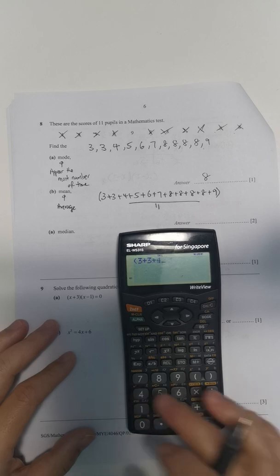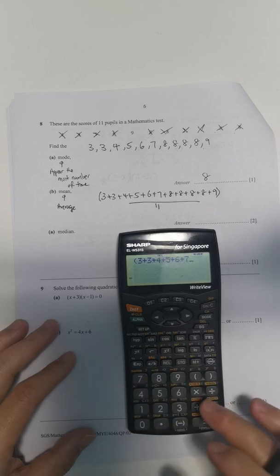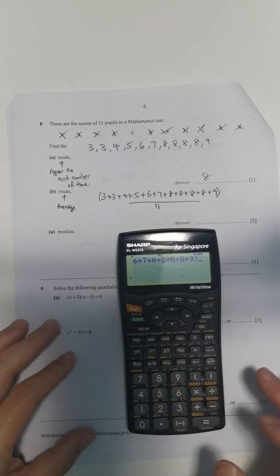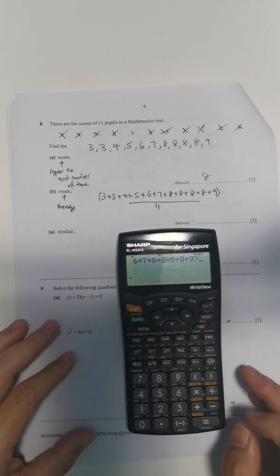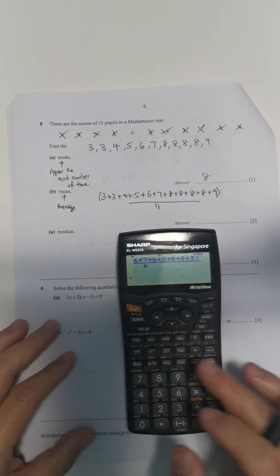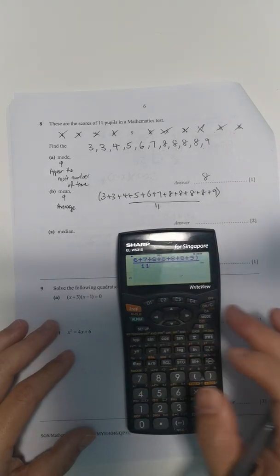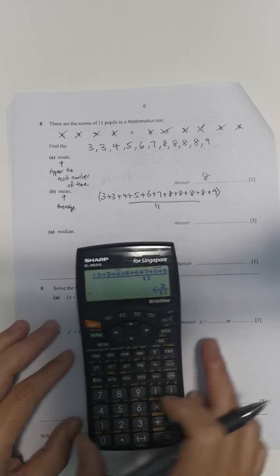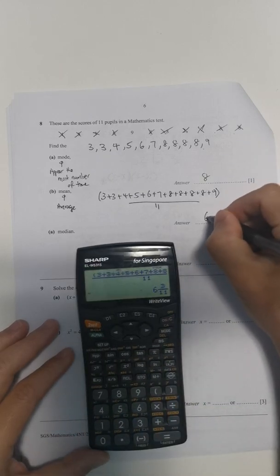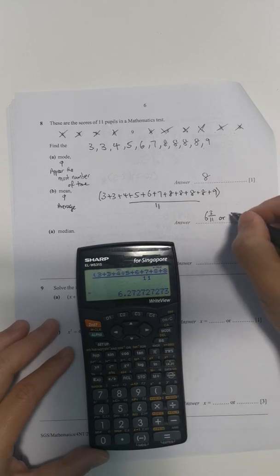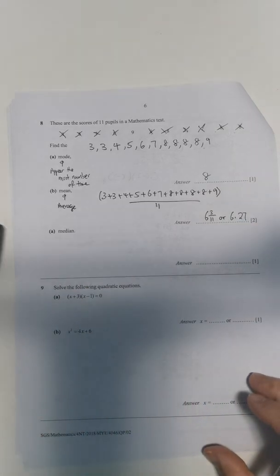3 plus 3 plus 4 plus 5 plus 6 plus 7 plus 8 plus 8 plus 8 plus 8. In this case, you really have to be very careful, because if you add a wrong term, then you will get yourself a different answer. Okay, so I choose a fraction again, over 11, and equals. You can leave your answer either in fraction or decimal, no problem. So you can have 6.3 over 11 or 6.27. I round off to 3 significant figures.